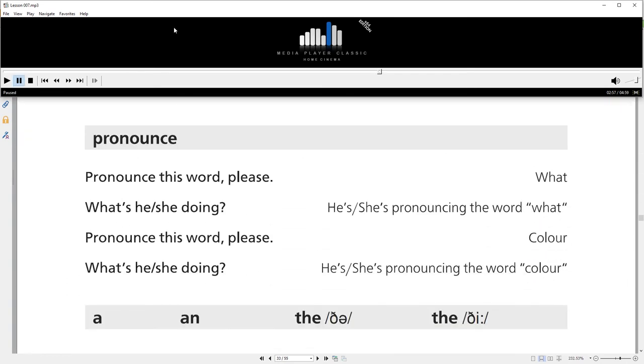Pronounce. Pronounce this word, please. What? What's he doing? He's pronouncing the word what. Pronounce this word, please. Color. What's she doing? She's pronouncing the word color.